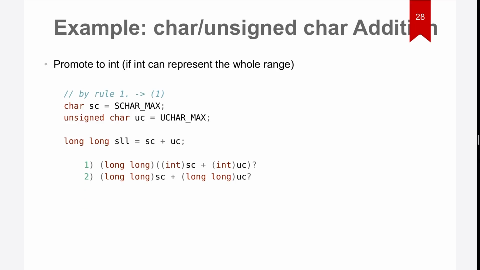So let's do some examples and look at how the integer promotion works. If we have a character and an unsigned character, and we add those to a long, by rule 1, we can take char max and unsigned char max. Those both fit into integer. They get cast to integers and then assigned to a long, and we get the expected result.